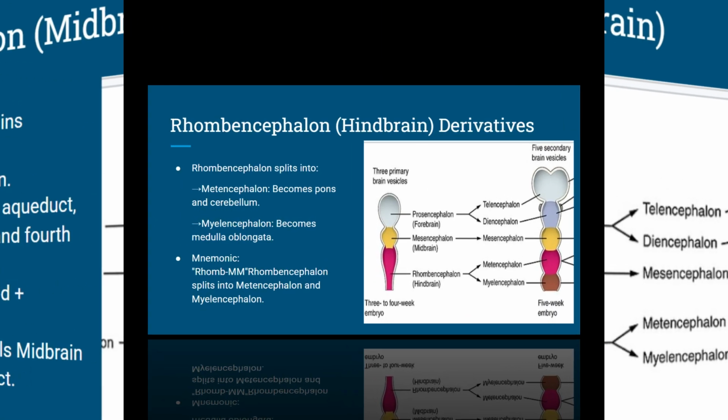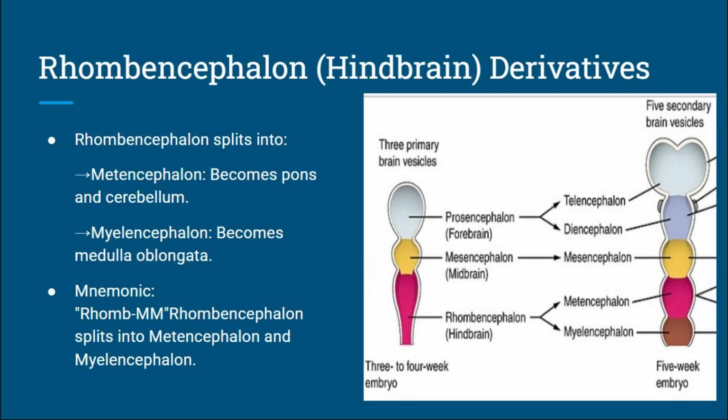Now we have the rhombencephalon, or hindbrain, which splits into 2 parts, the metencephalon and myelencephalon. This is where your brainstem and cerebellum start to take shape. To remember this split, use the mnemonic rhomb-MM. Rhombencephalon becomes metencephalon and myelencephalon. The metencephalon will form the pons and cerebellum, while the myelencephalon becomes the medulla oblongata. On Step 1, they might ask about a hindbrain defect like Chiari malformation affecting the cerebellum or medulla. So knowing these origins is key. Let's break down what each of these becomes next.